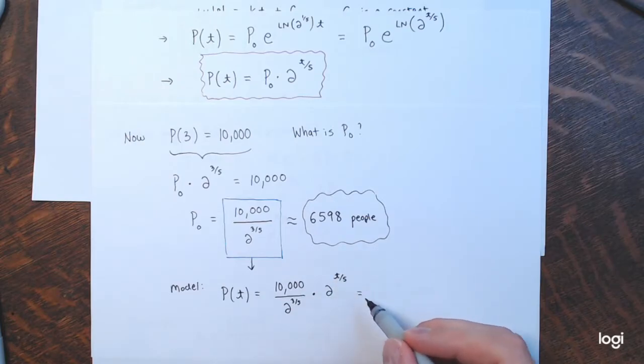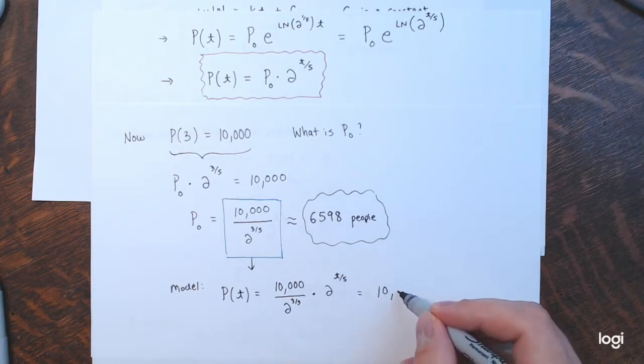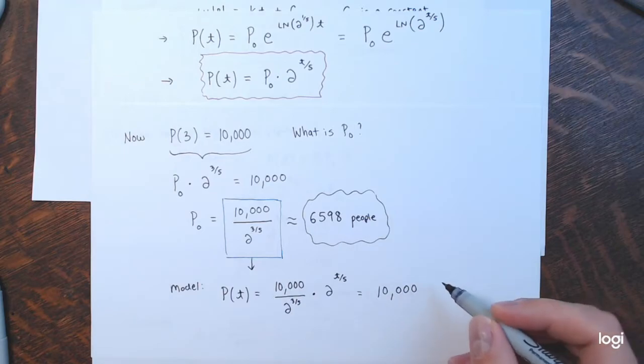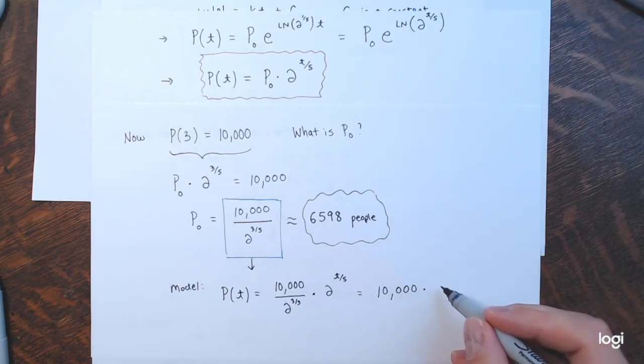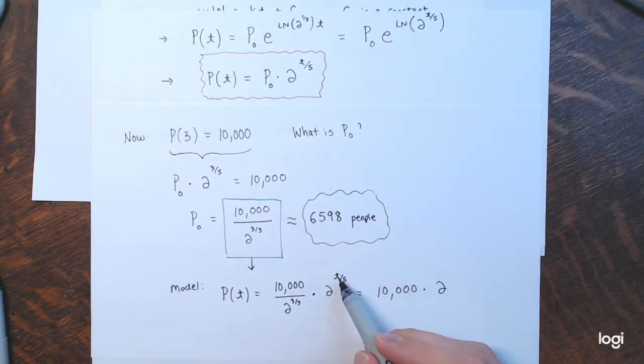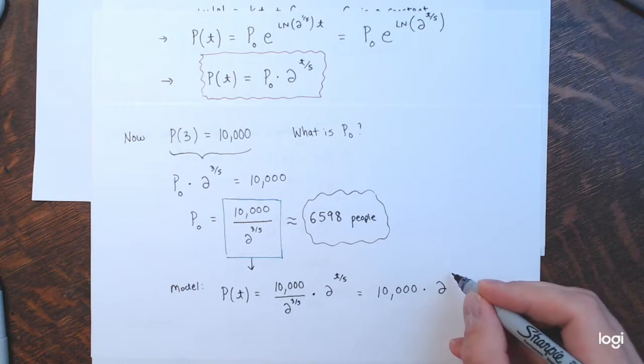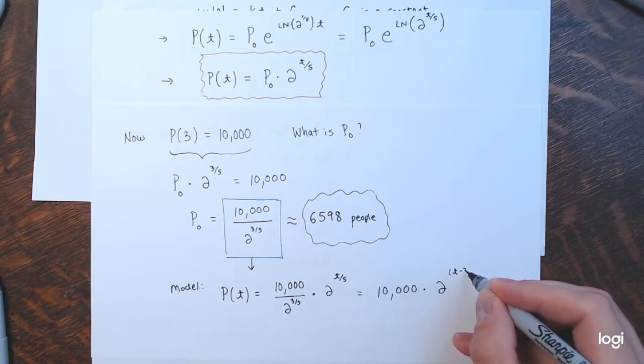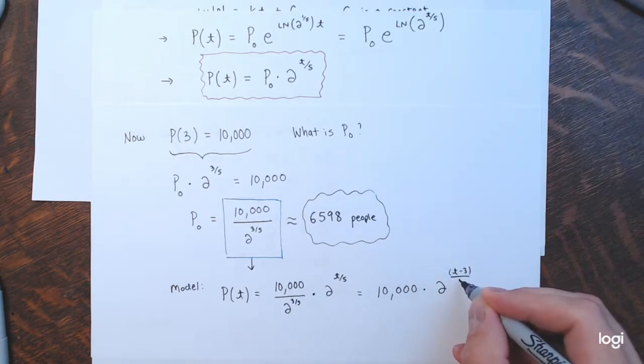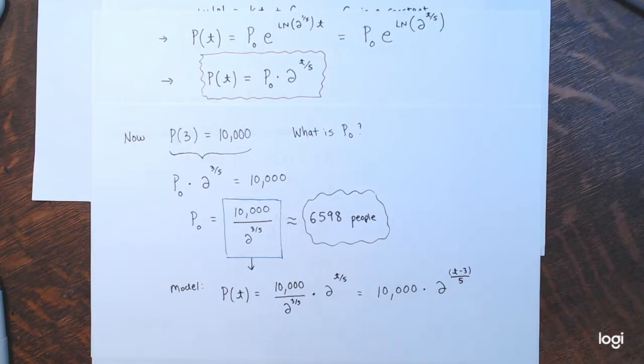And doing some simplification here, this would be 10,000 times 2 raised to the t/5 minus 3/5, right? You divide two things with the same base, you subtract their exponents. So that'd be t minus 3 over 5, t/5 minus 3/5. Okay, so now I'm going to use this model to answer the following questions.